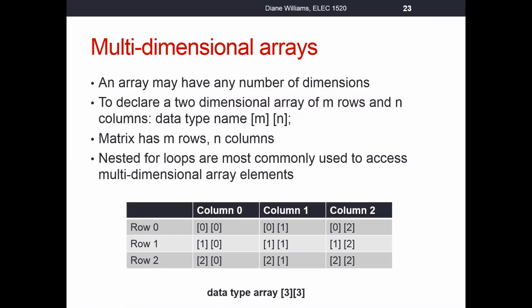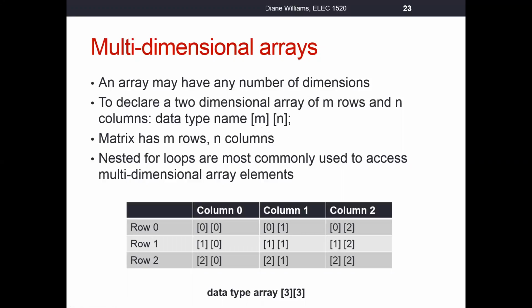So to declare a 2-dimensional array, right, with a 1-dimensional array, we gave it a size. We gave it 1 size. Well, now we need to give it 2 sizes, 1 for each dimension. So we'll have a data type here and a name. Then the first size we give it will be the number of rows, so the array of m rows, and then n columns, so rows and columns.